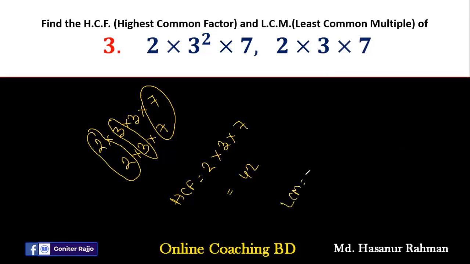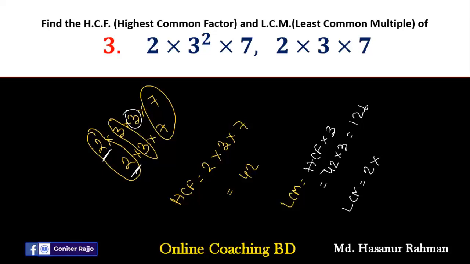Now if I want to find out the LCM, how can we find it? Look, LCM means HCF multiplied by the rest of the number, that is 3. So HCF multiplied by 3. So 42 multiplied by 3, that means 126 will be the final answer. And you can solve it in another way. Look at the 2. Here is one 2. Here is one 2. So we have to take the maximum 2s. That means one 2 you can take.